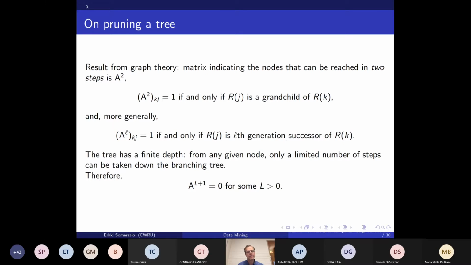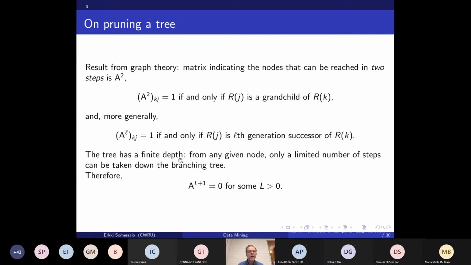If you have a matrix that tells you where you can move by 1 step, and you want to ask which nodes you can reach by L steps, you take the Lth power of that matrix. And since we know that this tree has finite depth, so there are not infinitely many steps that you can take, because if you take enough steps, you arrive at a leaf, and after the leaf you cannot go anywhere. So this tree structure is such that we always go downwards, not upwards.